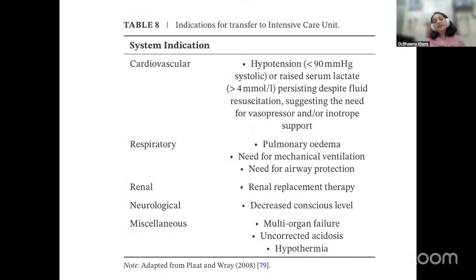Now, these are the few indicators which help you define when you have to transfer the patient to the intensive care unit. So, indications for transfer to the intensive care unit.